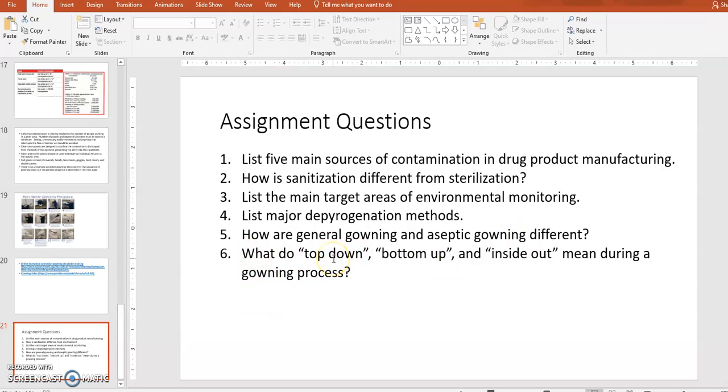What do top down, bottom up, or inside out mean during an aseptic gowning process? Top down means you put on your garments from your head to the toe. Your hood, coverall, and the shoe cover, in that order, right? And bottom up is when you put on your gown, don't let your garment touch the floor. Inside out, when you put on your garment, you are allowed to touch the inside, but the outside is sterile. You're not allowed to touch it. That's the principle. All right, so that's it.